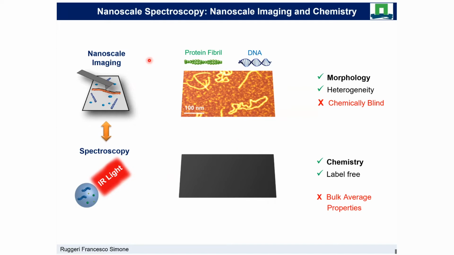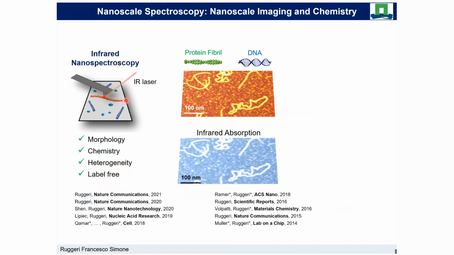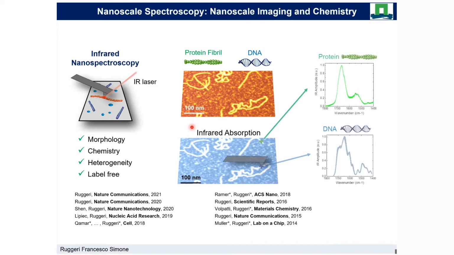The solution can be obtained if we combine nanoscale imaging with vibrational spectroscopy. And this is what we call infrared nanospectroscopy. This is a technique, as we will see in the following slides, that enables us to have simultaneously a morphological map and a chemical absorption map. Then, by pointing our tip on specific molecules on our surface, we can acquire infrared spectra of each single biomolecule. And by looking at the vibrations of the spectra, we can see, for instance, that this is DNA, while this is a protein aggregate.